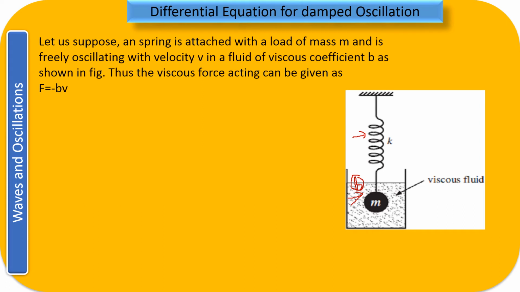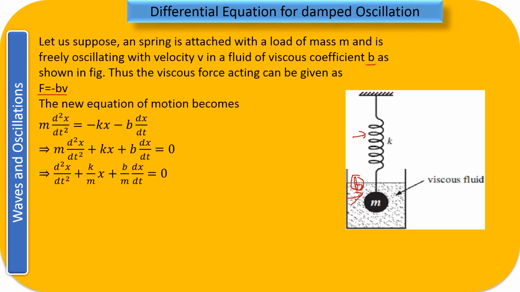So let us suppose a spring is attached to a load of mass M, and it is freely oscillating with velocity V in a fluid of viscous coefficient B, as shown in the figure. The viscous force acting can be given as F equal to minus B into V. So it is just like your frictional force, which always acts against the motion. So F equal to minus B V, where B is the viscous coefficient of the fluid, and V is the velocity with which the mass is moving up and down inside this fluid.